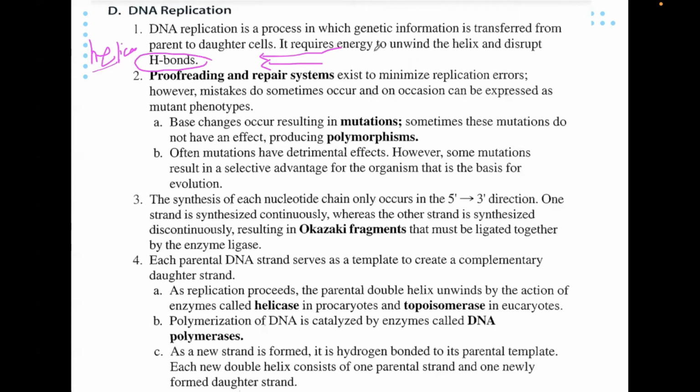Proofreading and repair systems exist to minimize the replication errors. However, mistakes do sometimes occur and on occasion can be expressed as mutant phenotypes. Base changes occur resulting in mutations. Yun yung mga tinatawag natin mutations. Kapag patuloy kasi na nagre-replicate yung inyong mga DNA natin, meron tayong tinatawag na mga proofreading and repair systems para makita or ma-double check or ma-quality control kung may mga naibaba doon sa ating mga base pairings.